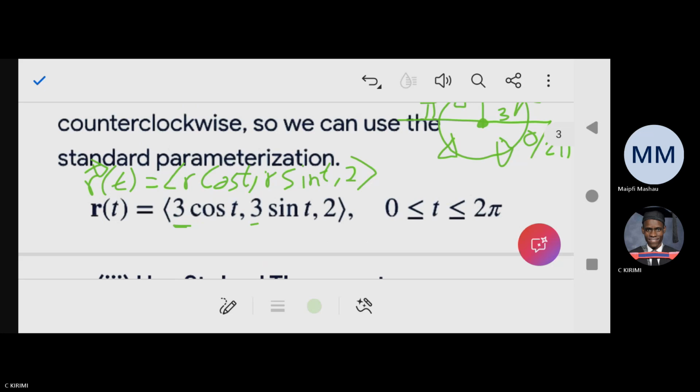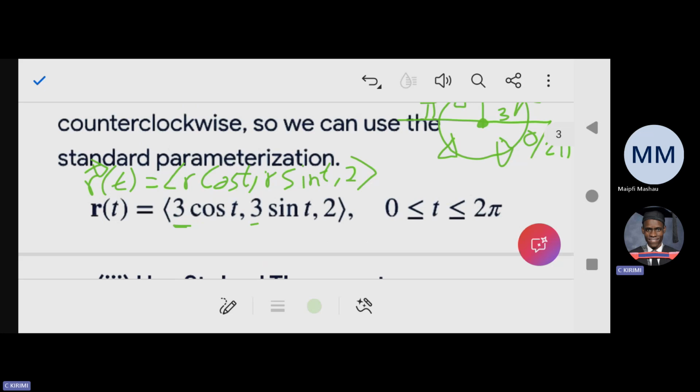And when you have your r of t, you give us what t is ranging from, and to what. The t is ranging from 0 to 2 pi. Then you are done. Your 6 marks you have collected.